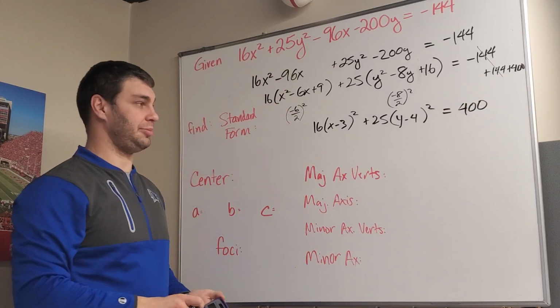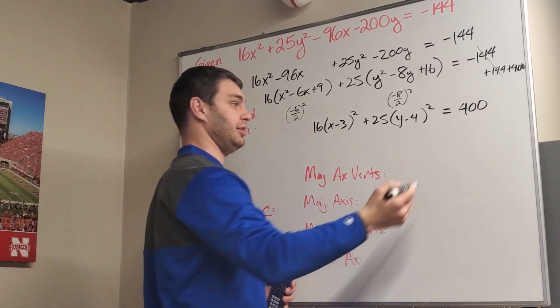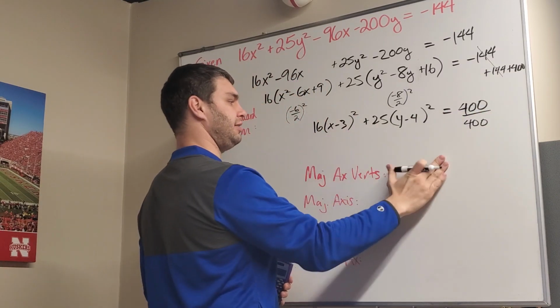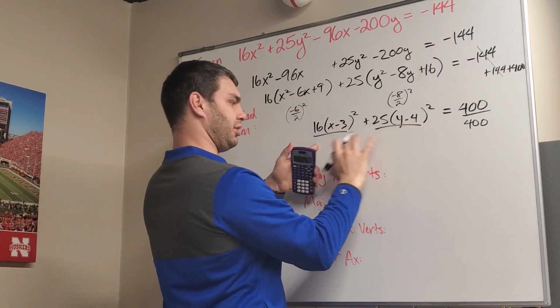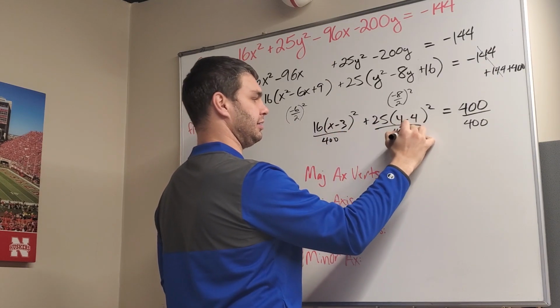Still does not look like an ellipse. Ellipses are supposed to equal 1. So I need to now divide by 400. If I do it to one side of my equal sign, I have to do it to the other side. I can split it up, so I do it to both of those parts on the other side. That's fine. Divide like this, 400.